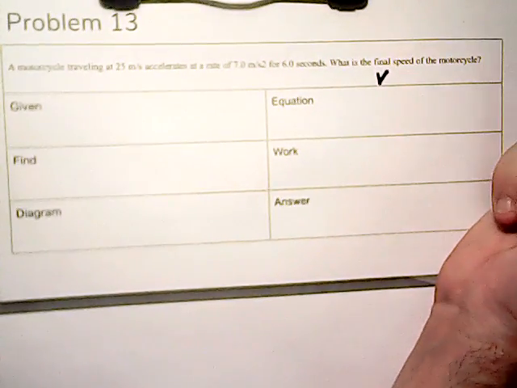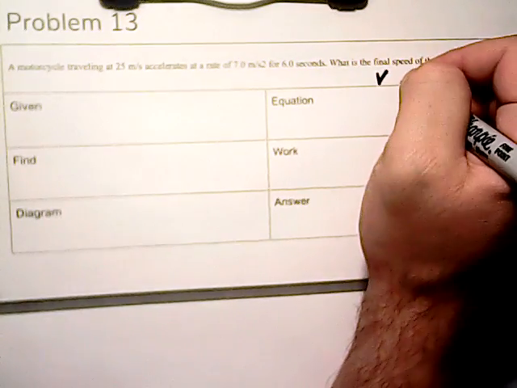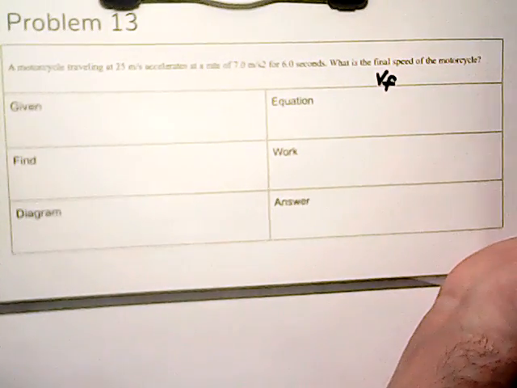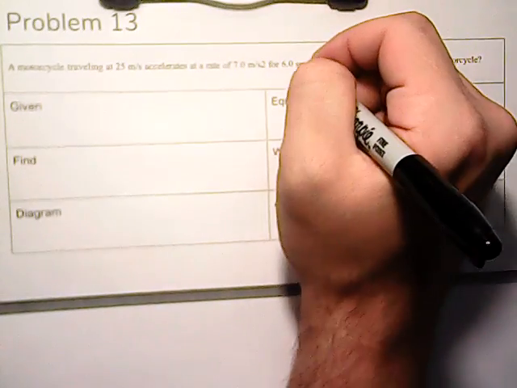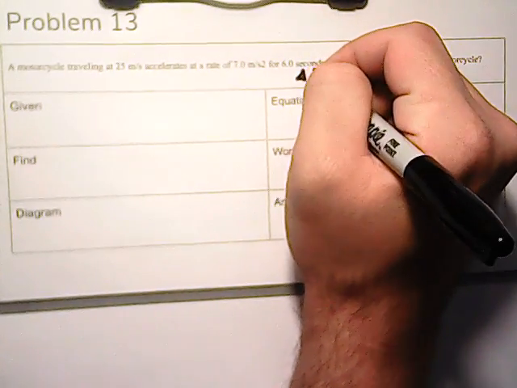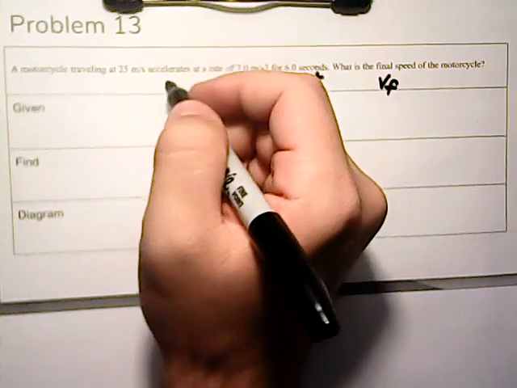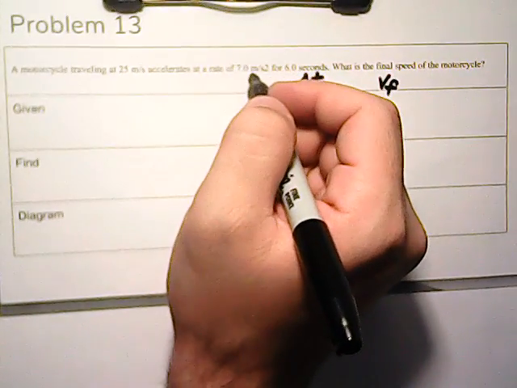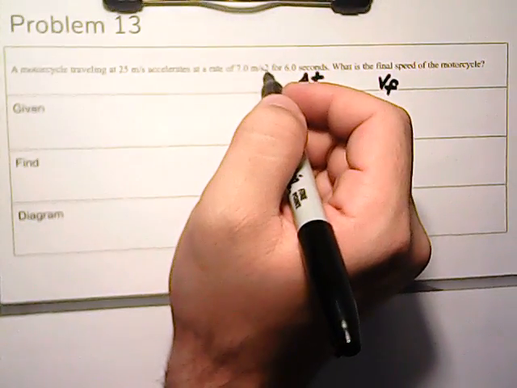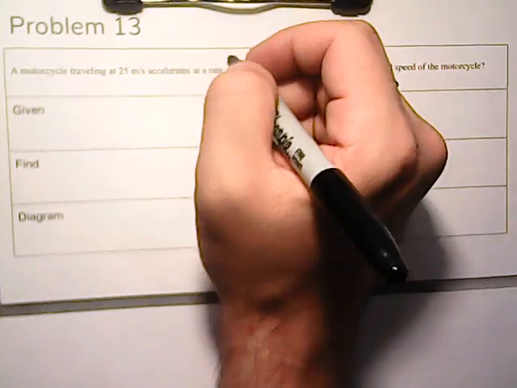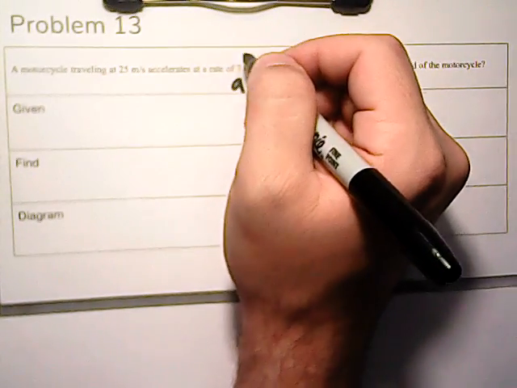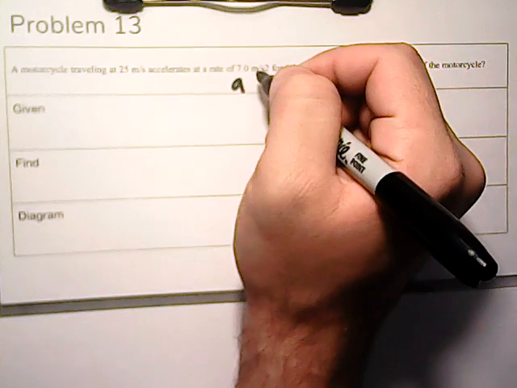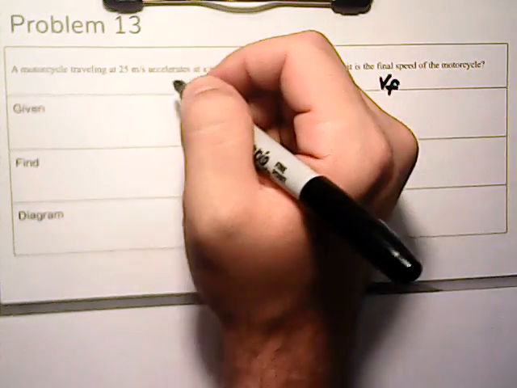We're going to find velocity. So we'll call that VF. Our time is 6 seconds. So that is our delta T. And it tells us it accelerates at a rate of meters per second squared, which is our acceleration. So we can see it two ways. It tells us it accelerates at this rate, and it also gives us meters per second squared.